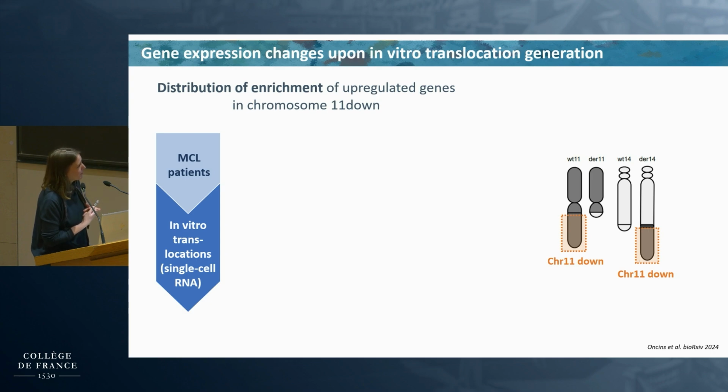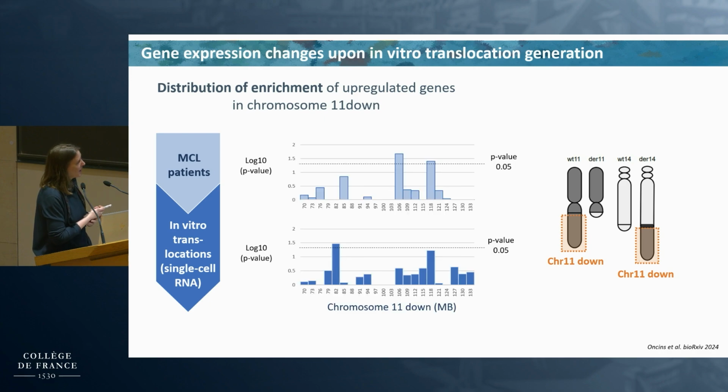Now I would come to probably that's the topic of this colloquium. This is related to a very strong enhancer. I will just try to explain this a bit further. So first of all, we wanted to see if all the genes on chromosome 11 down get upregulated, or whether there are specific sites on the chromosome that are more susceptible than others. So we basically did a statistical test to understand which regions on the chromosome, so this is the different regions on the chromosome, have more enrichment of upregulated genes than by chance.